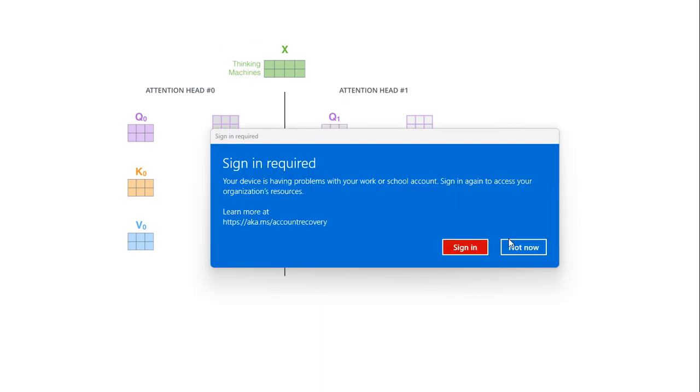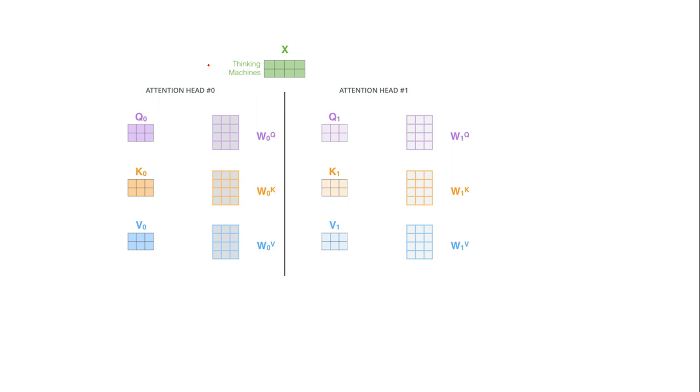This is also extracted from the famous blog. Here they have taken two words, thinking and machines. This is our embedding matrix. We will be having Q0, K0 and V0 as query, key and value pairs with different matrices W0Q, W0K and W0V. The same thing here, we will be having Q1, K1 and V1. So with different heads, we are calculating in different ways.